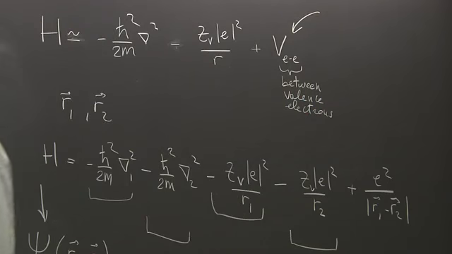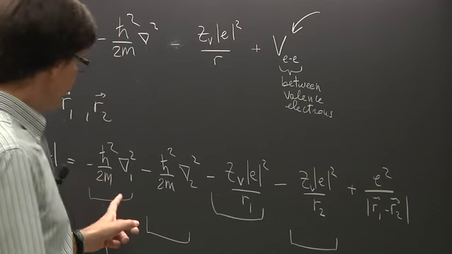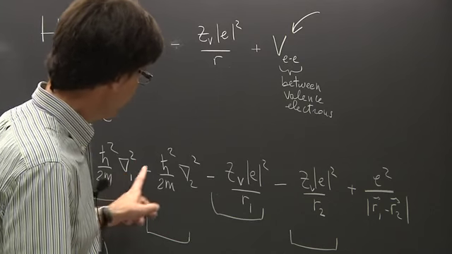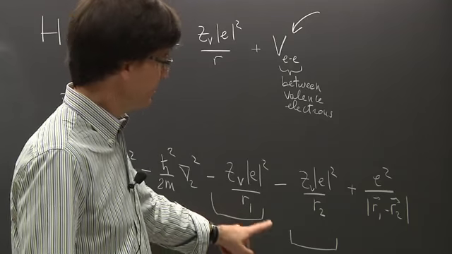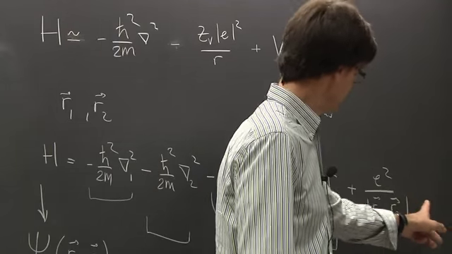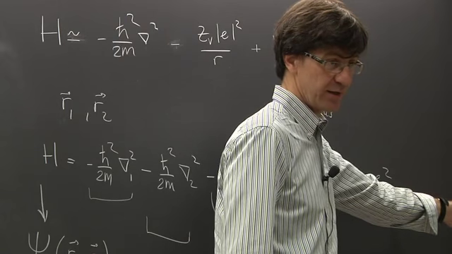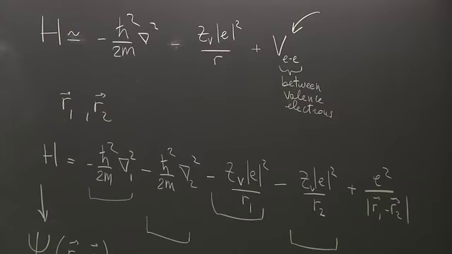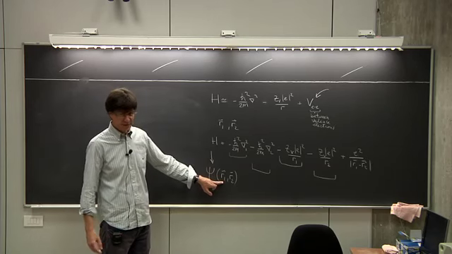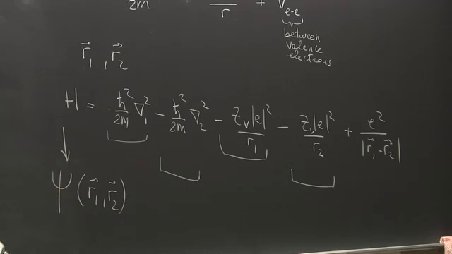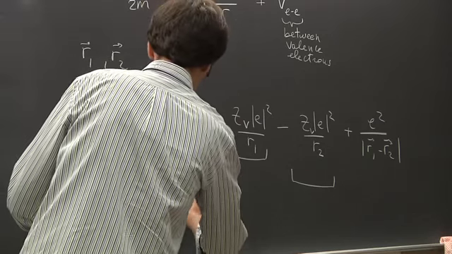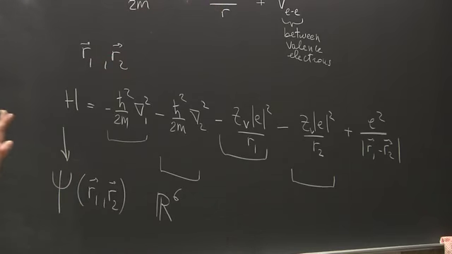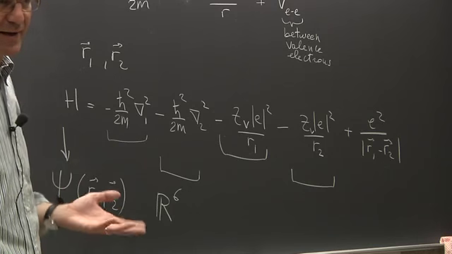Now, suppose instead of having 2, I have 3 particles. If I have 3 particles, then I will have delta 3, I will have 1 over R3, and then here I will have 2 more terms, R1 with R3 and R2 with R3. And the wave function will be a function of 9 variables, right? So the wave function for 2 particles is defined in R6, and the Hamiltonian for 3 particles is defined in R9.